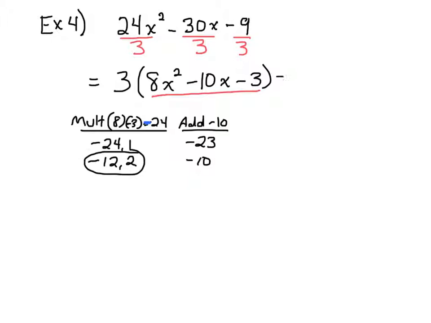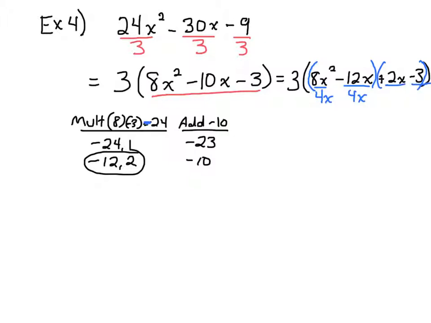So let's rewrite. Make sure you leave the 3 out front. Times 8x squared minus 12x plus 2x minus 3. Okay, and within that 4-term polynomial, we're going to factor by grouping. So make 2 groups in the front, 2 groups at the back. The first group has a common factor of 4x. So we're going to divide every term by 4x, and that will leave a 4x up front.